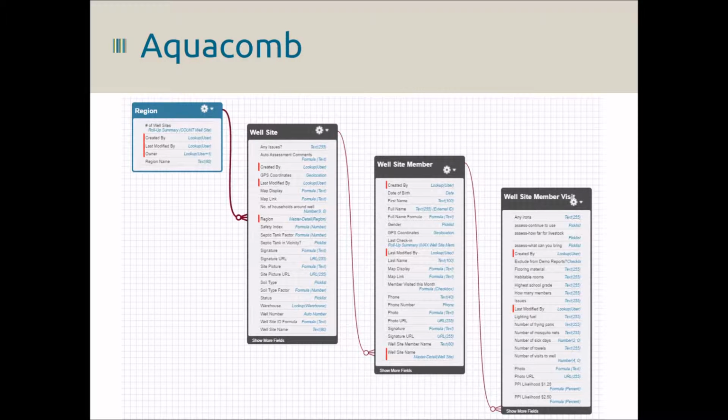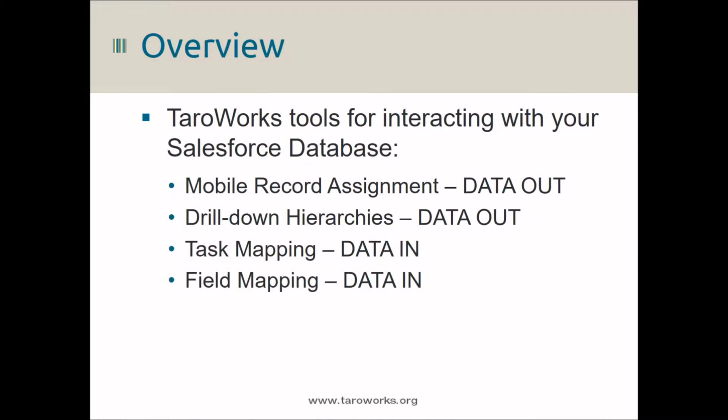Just a quick reminder of the object structure in the Aquacomb instance. The parent-most object, the object level at which we're doing mobile record assignment, is a region, which is a parent of WellSite, which is a parent of the WellSite member. For today's scenario, we are going to use tools to bring data out of Salesforce, including references for the WellSite and WellSite member, and additionally, the existing data in the system that we'd like to update. So let's go ahead and dive into Salesforce.